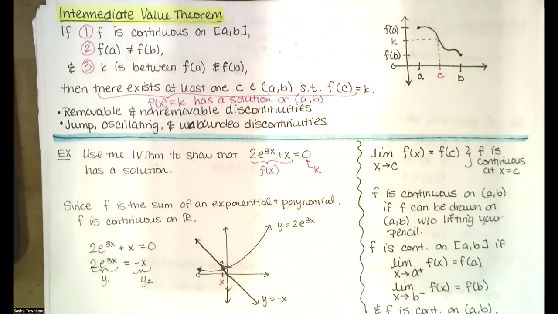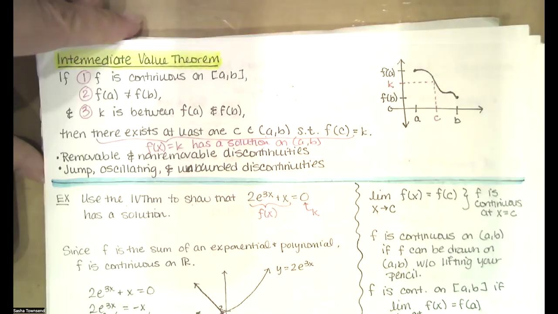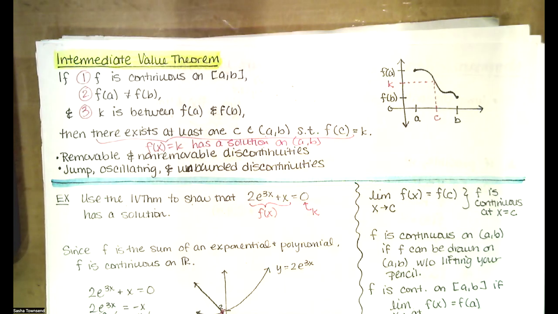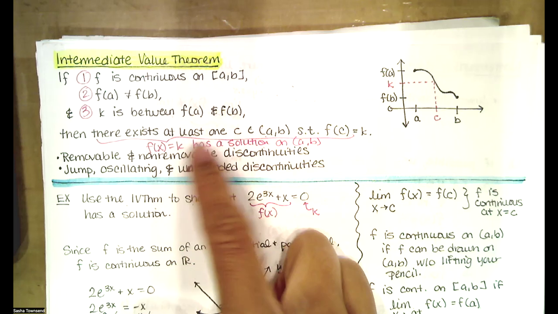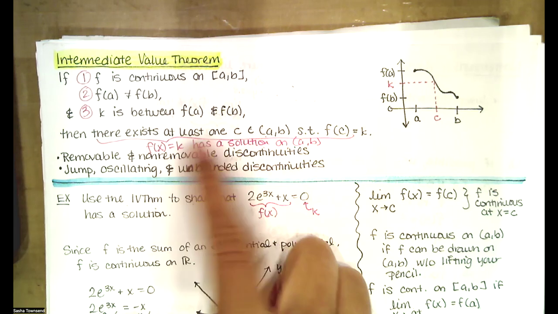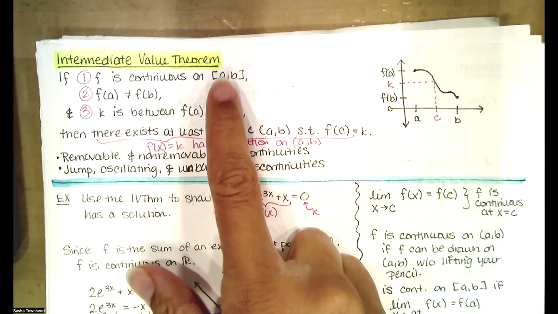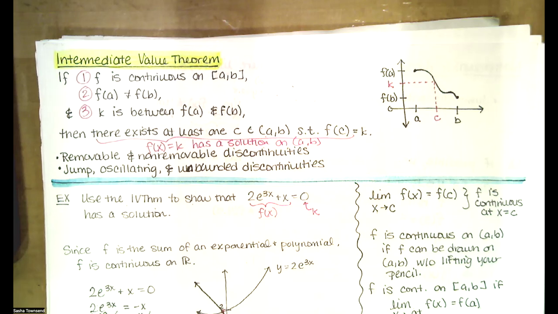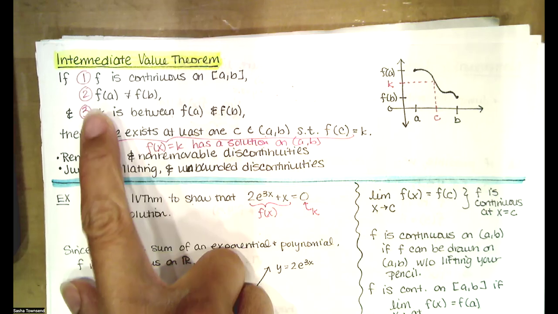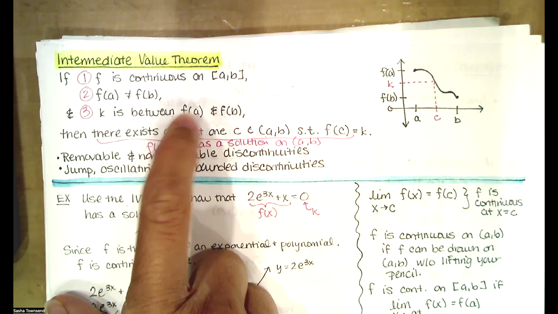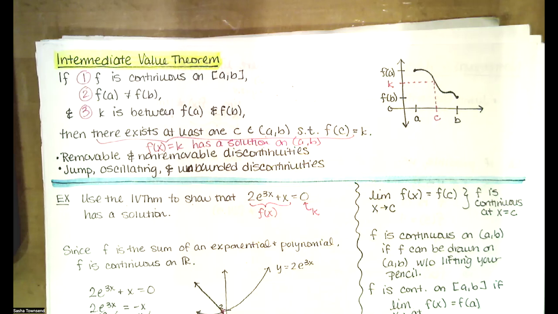So that's why we call it removable as opposed to non-removable. Okay, I think that's it. Now remember, when you're applying the intermediate value theorem, you want to check all 3 of these conditions. If all 3 of these conditions hold, then the equation has a solution. Sometimes the interval is given to you, sometimes it's not. But make sure you check continuity on the given interval and that those function values are different and that k is between those function values.